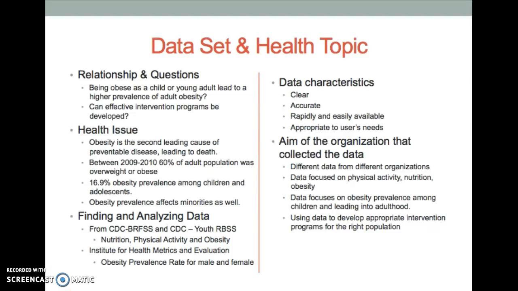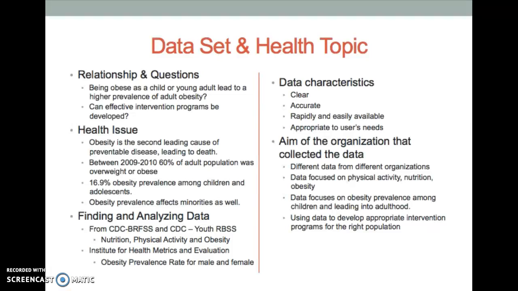And during this time, I also discovered that 16.9% of children and young adults have obesity prevalence. 16.9, that's close to 20% of young adults with a high prevalence of obesity. And again, that 16.9% is part of the 60% that eventually become adults. And obesity prevalence affects minorities just as well as any other group. Interestingly, there seems to be a higher prevalence among non-minorities. And so the data that I was able to find provided a lot of information, a lot of background, and a lot of correlation between the two different groups.